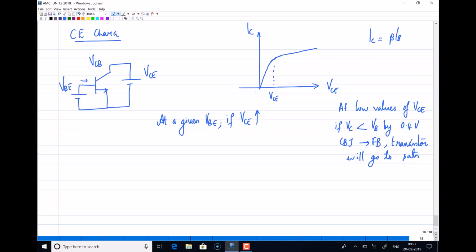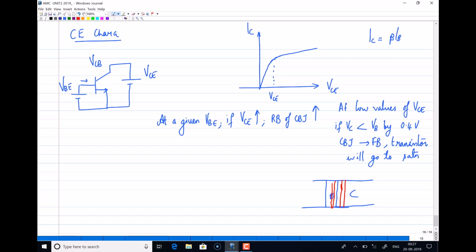Now if VC increases, what can happen here is this junction will be more reverse biased, right? If VC increases, reverse bias of collector base junction will increase. Now what will happen if reverse bias between this collector base junction increases? See, this is base and this is collector. Whenever a junction is reverse biased, there will be a depletion region.